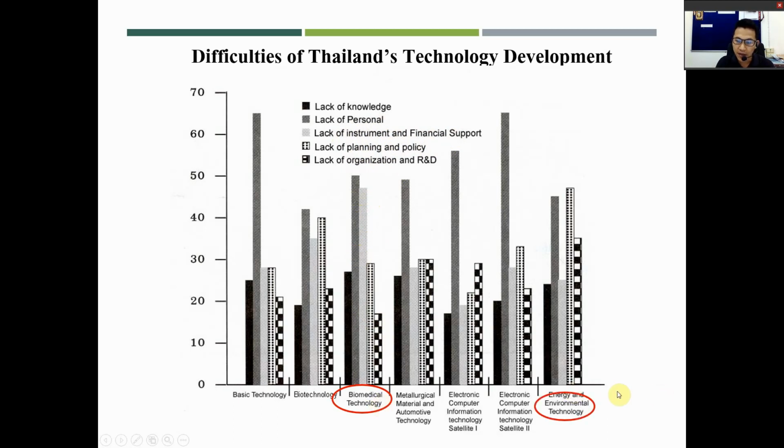Another example is energy and environmental technology, where we can see obviously that we totally lack planning and policy, and that kind of causes the environmental issues on and on. See that? This graph is showing it. Also, we lack personnel as well. So we have so many things that we have to develop just to achieve the goal that we set up for the whole country vision.